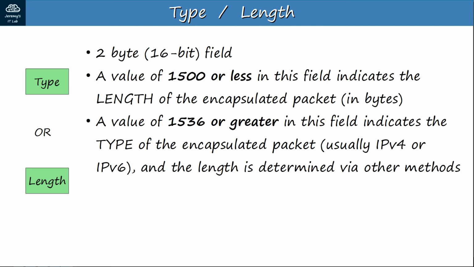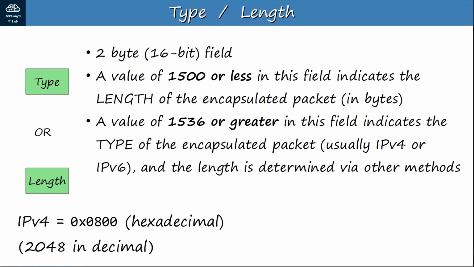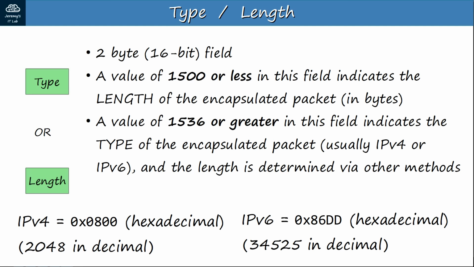For example, a value of 0x0800, which is written in hexadecimal, and is equal to 2048 in decimal. The 0x in front of 0800 is used to indicate hexadecimal, by the way. I'll talk more about hexadecimal in a few slides when I talk in detail about MAC addresses. 2048 is greater than 1536, of course, and it's used to identify that the encapsulated packet is an IPv4 packet. 0x86DD, which is equal to 34,525 in decimal, is used to indicate that the encapsulated packet is an IPv6 packet.